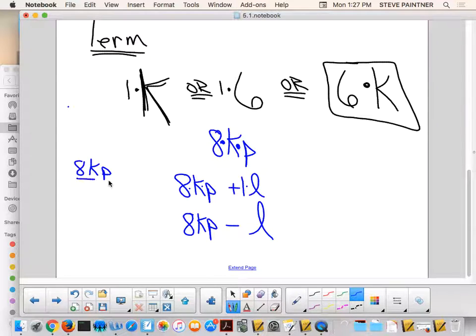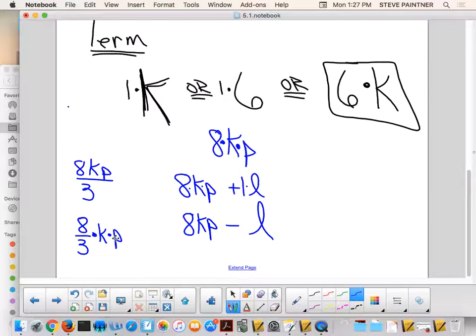8KP divided by 3. Does that separate terms? Well, isn't it still 2 terms though? No, because, see what it is? You still have multiplication going on. Here's what you have. You have 8/3 times K times P.